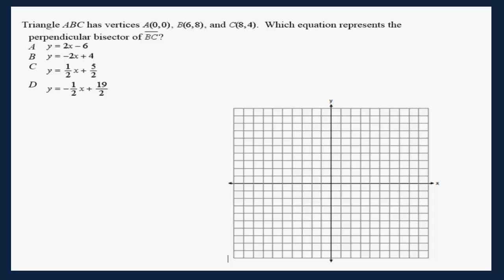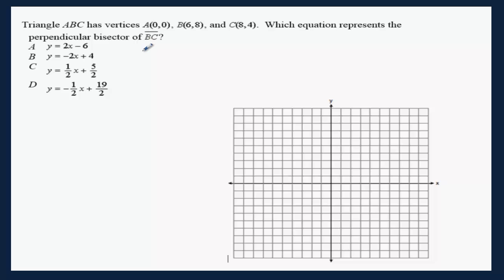Hi, I'll be helping you today in finding a perpendicular bisector of a segment, a perpendicular bisector line. Triangle ABC has vertices (0, 0), (6, 8), and (8, 4). Which equation represents the perpendicular bisector of BC?